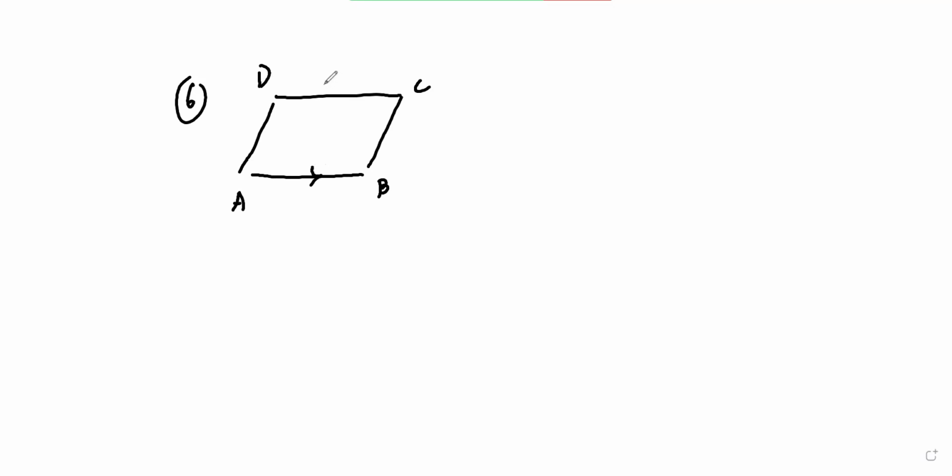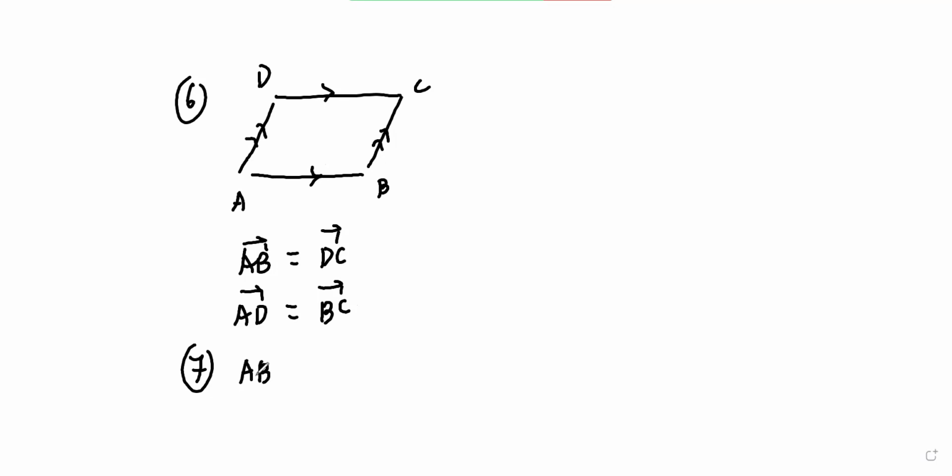Moving on to the sixth point. The sixth point is a parallelogram. So for vector, if ABCD is a parallelogram, your vector AB will then be equal to vector DC, and your vector AD will be equals to vector BC. Taking note of that, your displacement vector AB can be written as OB minus OA.